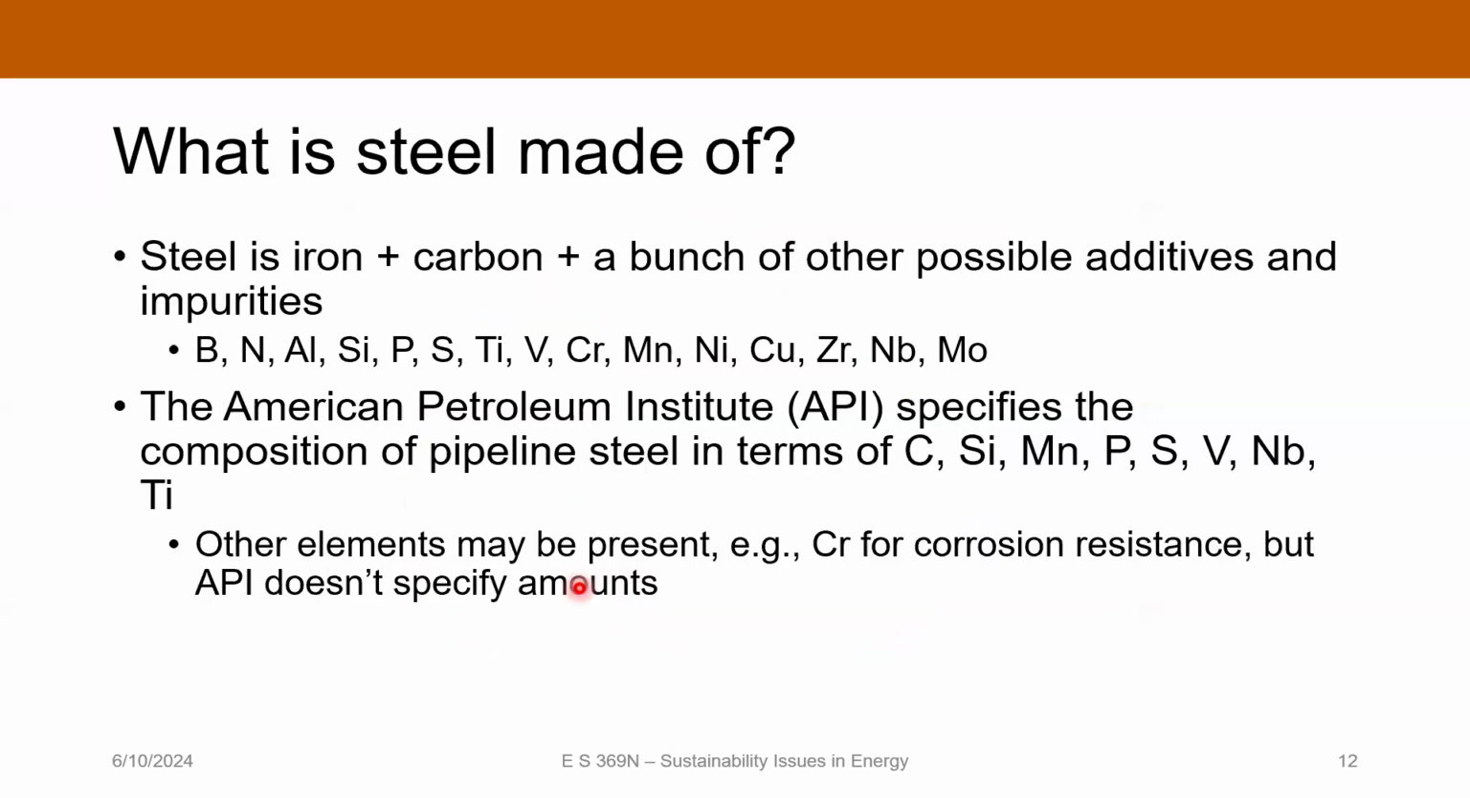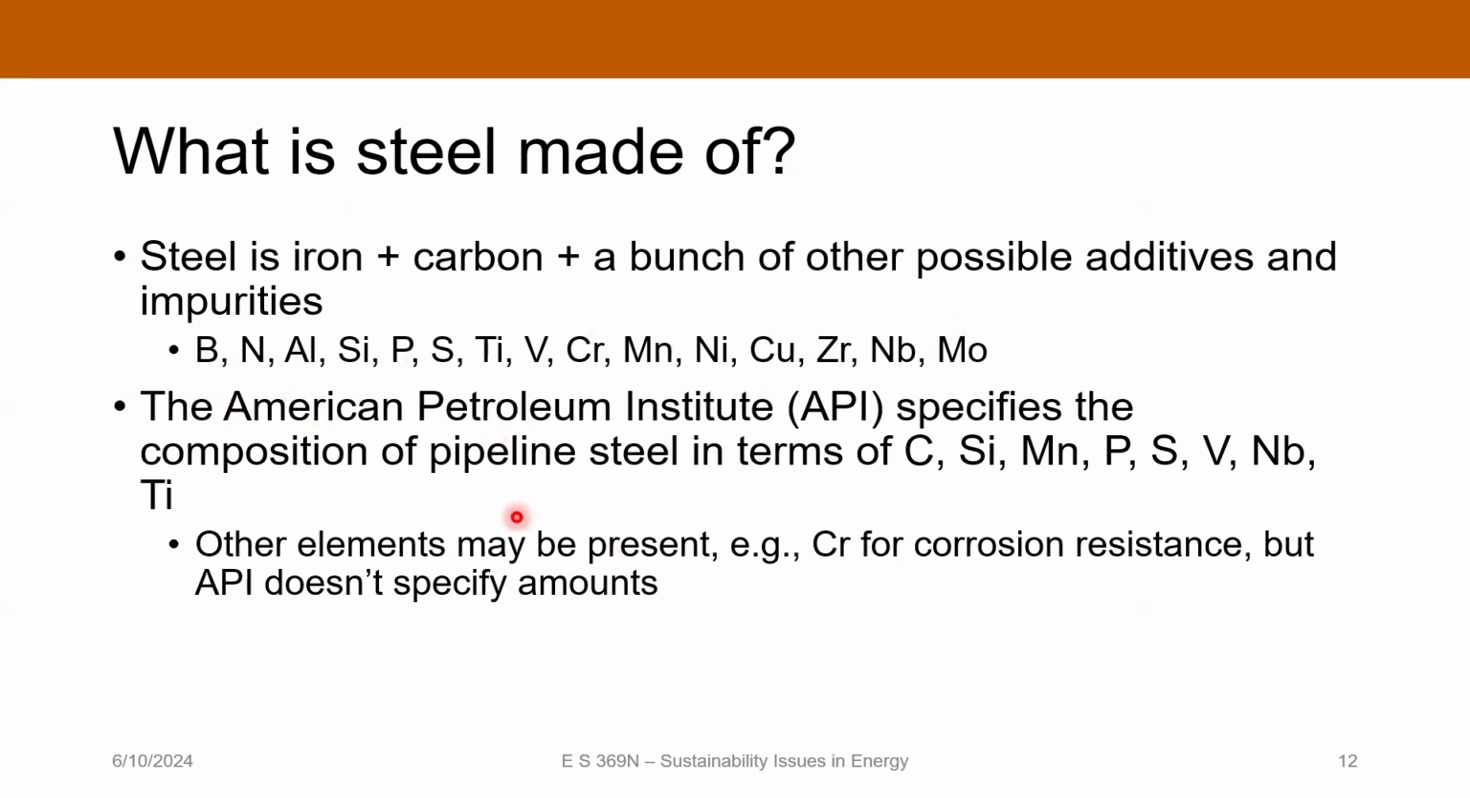Okay. So what's the issue with that? Steel is a mixture of iron, carbon, and then a bunch of other stuff that is either added to give particular properties to the steel or simply impurities. And here's a long list which you can go through at your leisure if you're interested. But boron, chromium, molybdenum, those are some of the more important ones, particularly in stainless steel.